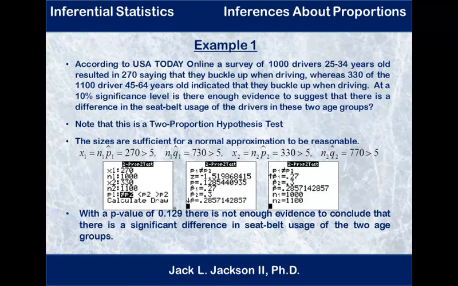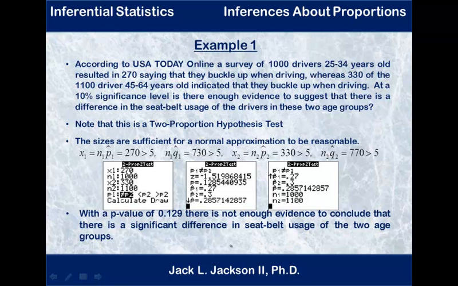If you arrow down, you get a pooled estimate of p hat. This is p hat sub p, our pooled estimate, 0.2857. So it's sort of a weighted average of the two. If you go down further, you get the two sample sizes, which of course we had to type in. And of course the main thing we're interested in to make our conclusion is this p-value, which is right here.